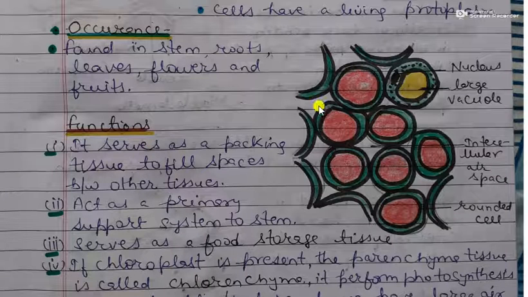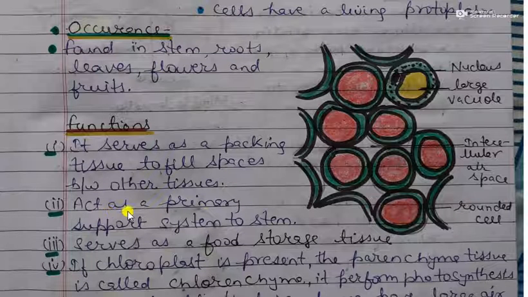Now students, this is the diagram of permanent tissue. These are the various cells in the permanent tissue. Now what does this parenchyma tissue do? It serves as a packing tissue to fill spaces between other tissue. When different tissues are present, there is a small gap between them. So that gap is filled by the parenchyma tissue.